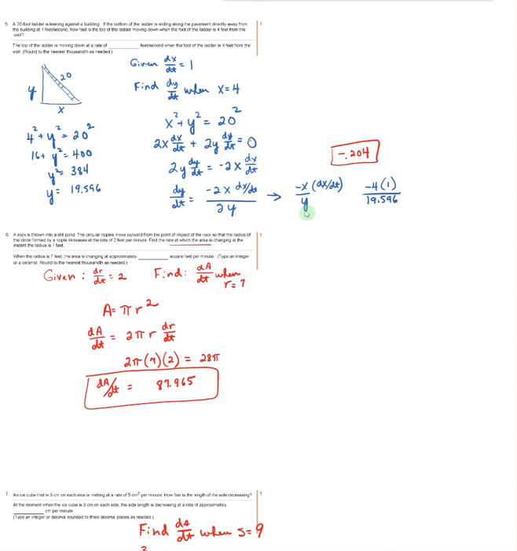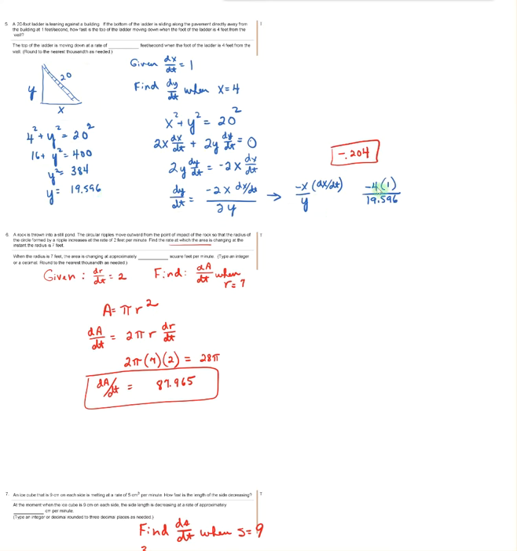So I do need to know the y when x is 4, because I know the dx/dt, that's 1. So back up here, if x were 4, 4 squared plus y squared equals 20 squared. That's 16 plus y squared equals 400. Subtract the 16 over, y squared is 384. Take the square root of that, you get 19.596.